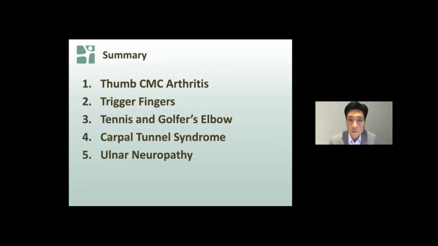Trigger fingers, very common. This is a true inflammation around a tendon problem, so I think of it as a tendonitis. It can happen to any of your fingers. I think cortisone is really the most important and the mainstay of treatment for this. And if those cortisone shots don't work, in rare circumstances, we go to surgery.